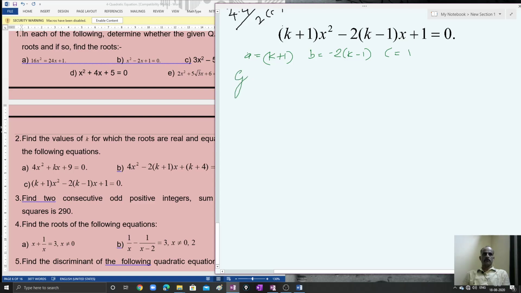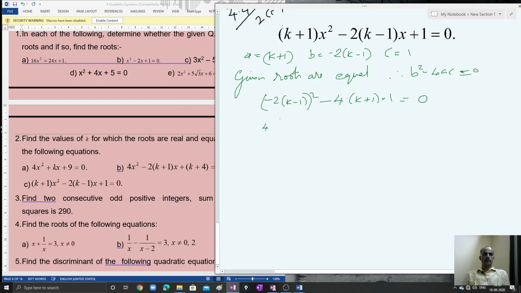What is given? Roots are equal. Therefore, b square minus 4ac is equal to 0. That means b square minus 4ac equals 0 gives minus 2 into k minus 1 whole square minus 4 into k plus 1 into 1 is equal to 0.